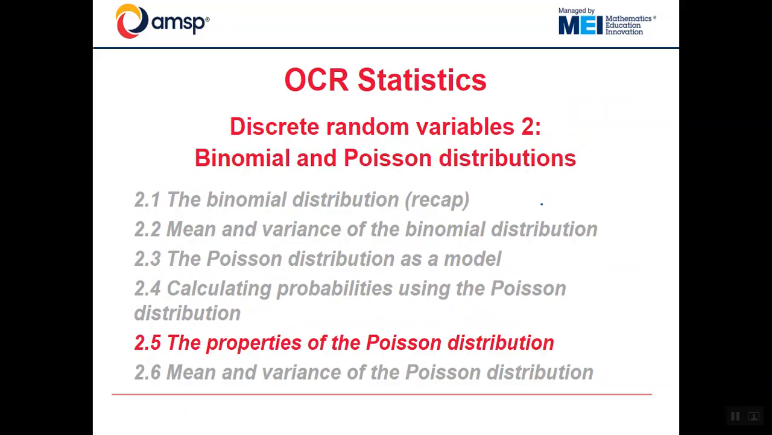OCR Statistics, Discrete Random Variables 2, Binomial and Poisson Distributions. This is video 2.5 and it's on the properties of the Poisson distribution.